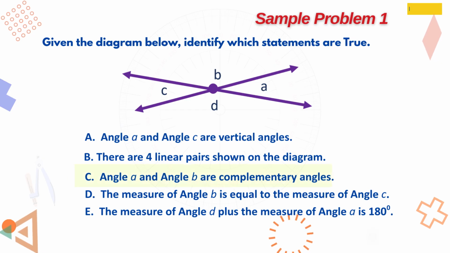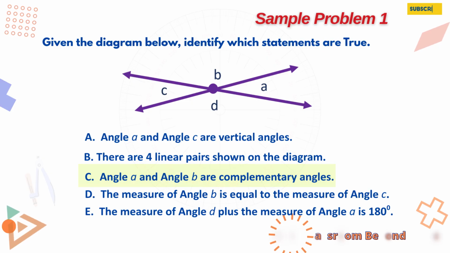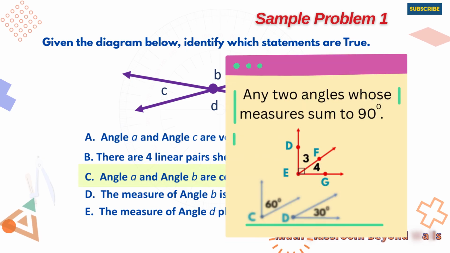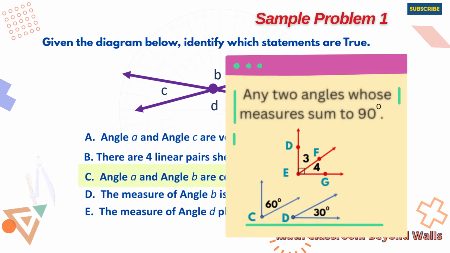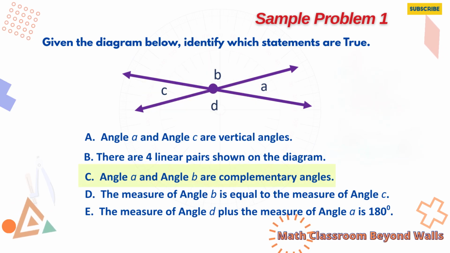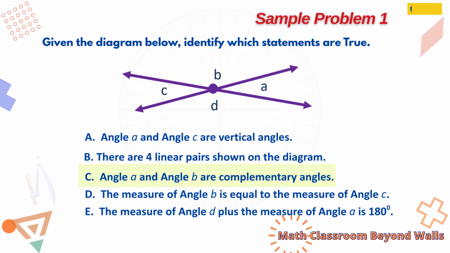Now on to option C. It says that angle A and angle B are complementary angles. Complementary angles are any 2 angles whose measures sum to 90 degrees. Do we have that pair on our diagram? Okay, so none. Therefore, the statement is not true.